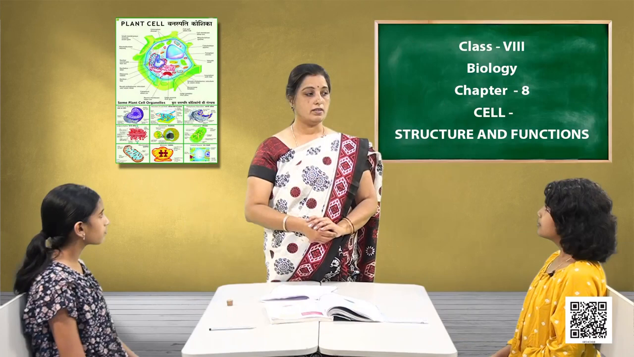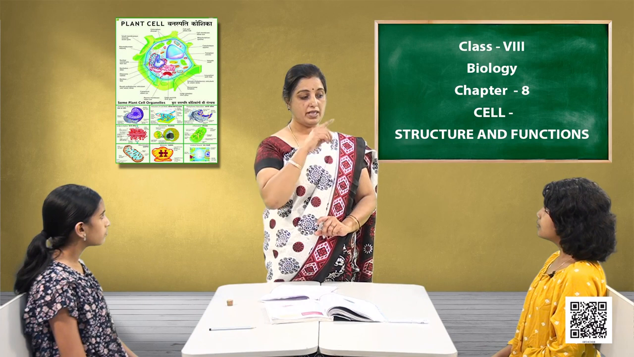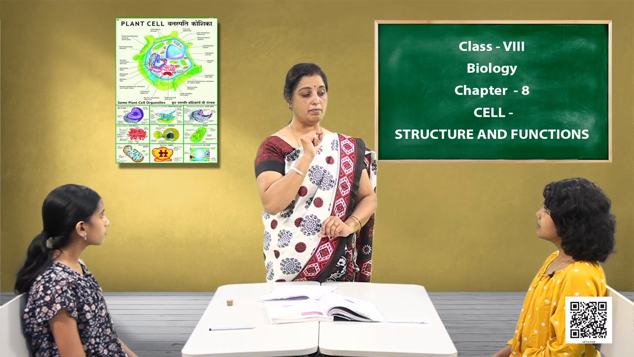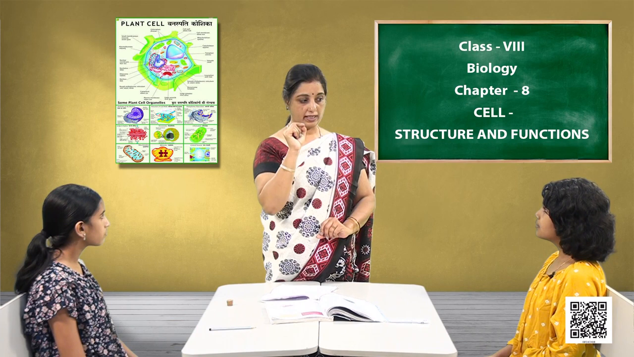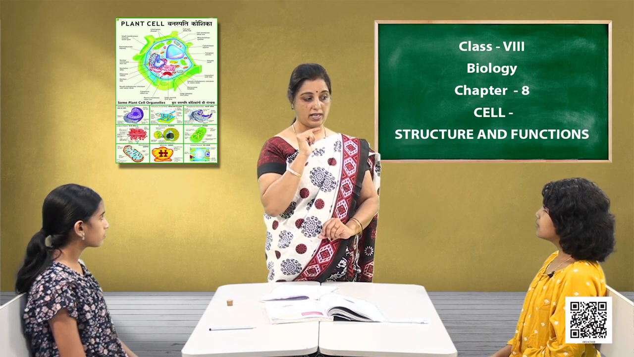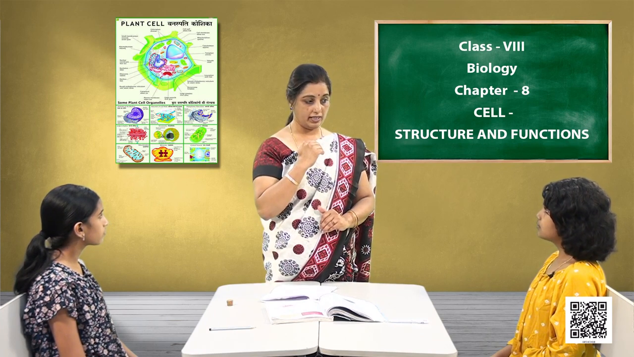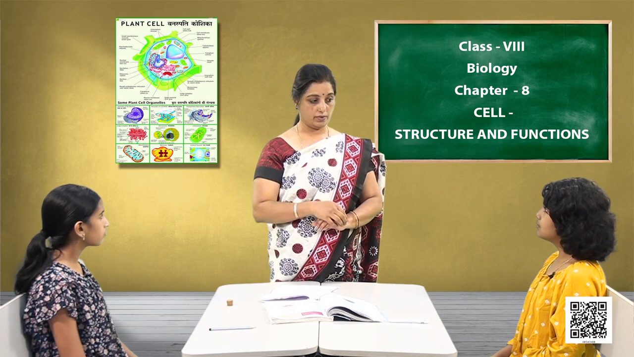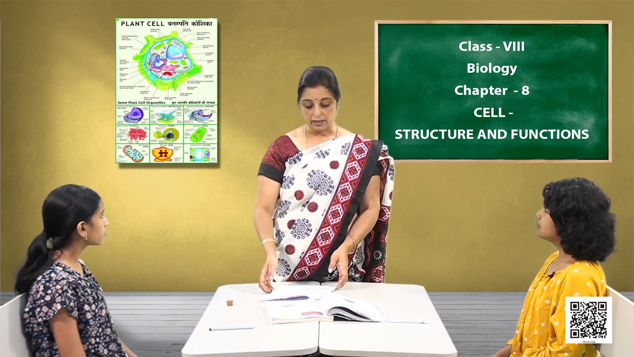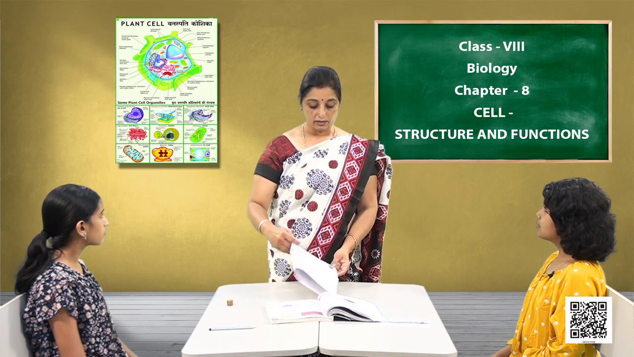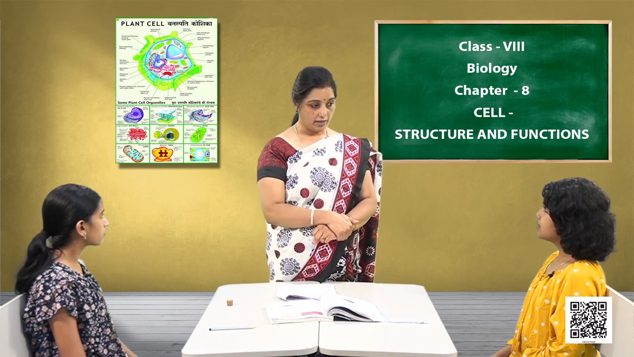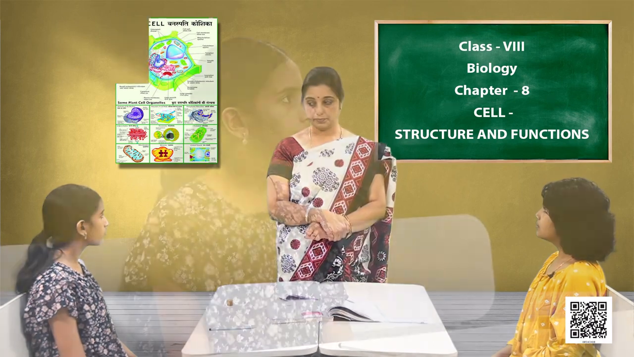Okay. Ma'am, does it have a door or gate for entry or exit? Yes, Purti. A cell membrane is porous. In the sense, a membrane will have small pores here and there through which the cytoplasm can move from one cell to another. All these cells are tightly packed and are connected with each other through these pores. Okay. So, this is the cell membrane, which is also called the plasma membrane.